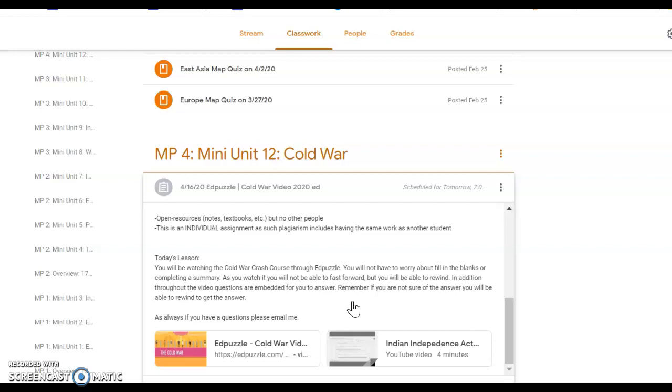You will not be able to fast forward through it, but you will be able to rewind. And when you get to certain points, there will be questions embedded for you to answer. Now, if you look at the question and you're not sure, please remember that you can rewind. All right, watch that section again, and then you'll be able to answer it. All right, but you have to watch it through the Edpuzzle site by clicking on this assignment here.